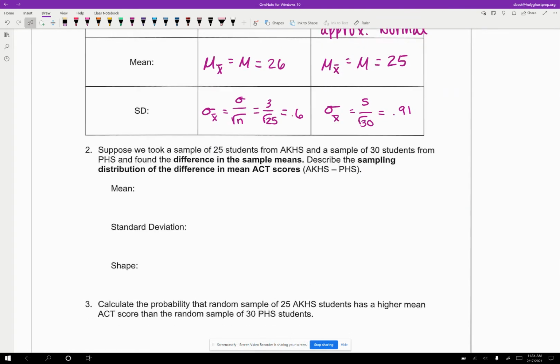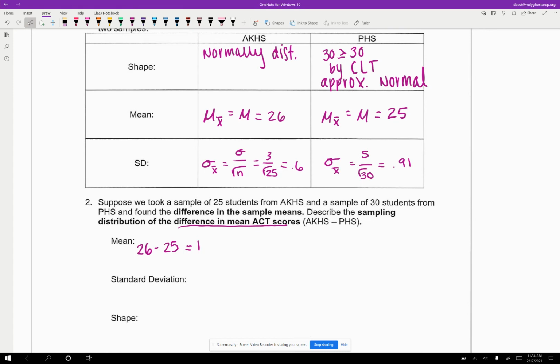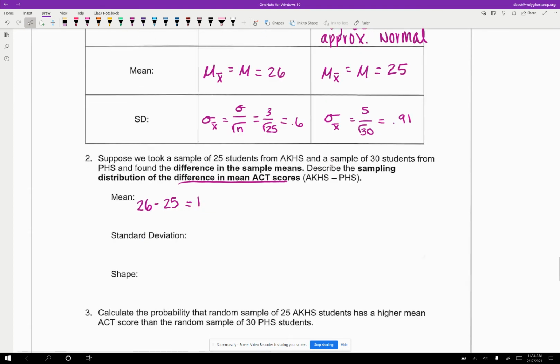But now we're going to describe the distribution of the difference in ACT scores. Again, we've talked about this with proportions, so think back to how we solved for these things using the proportion values. For the mean, just like with proportions, we're going to just subtract our two means. So 26 minus 25 gets us a new mean of 1. Remember, that's the mean of the difference between the scores. If we take a sample from Ardrey-Kell and a sample from Providence High School, on average, the difference between those sample means is going to be about 1.